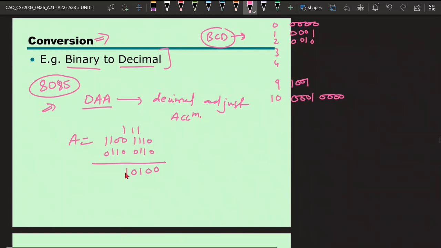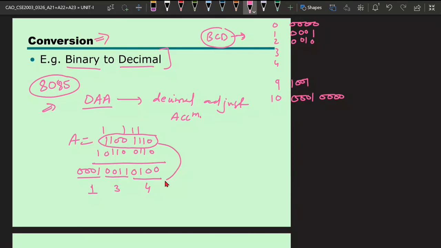Adding again, 1 plus 1 is 0 with a carry, so the carry will remain here. So this 4-bit group will be the number 4, this will be the 3, and this 1 is there. So in BCD it will be this as 1. So this number will be converted to BCD like this: 134.